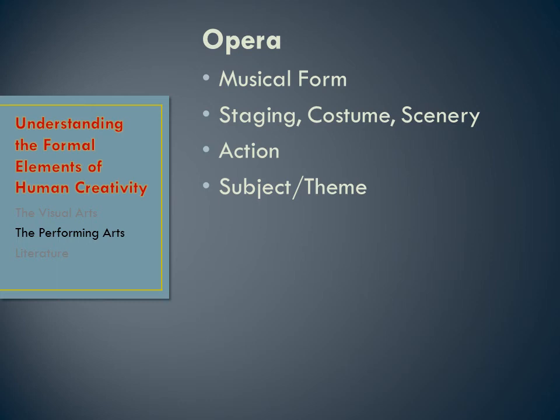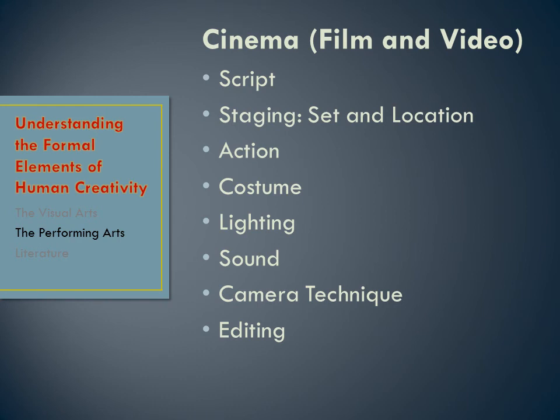You'll also think about staging, costume, and scenery, and action, which we've already talked about, and also subject and theme. We didn't talk about this in terms of theater, but thinking about subject and theme is just as much part of thinking about theater and opera as it is in talking about the visual arts. So that would be something you would want to take into consideration as well. Let's move on.